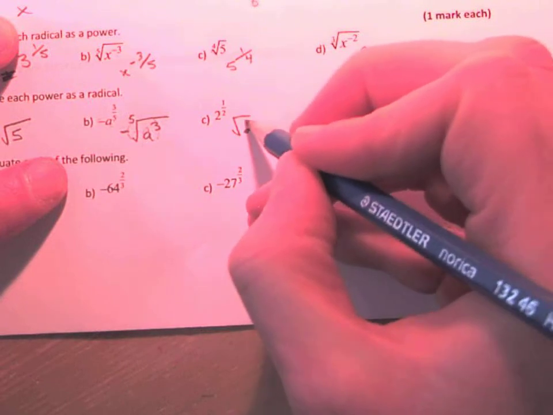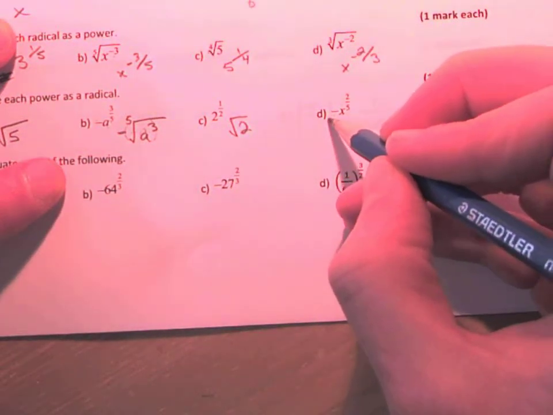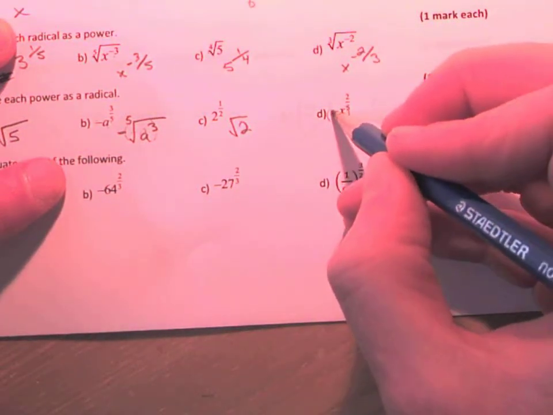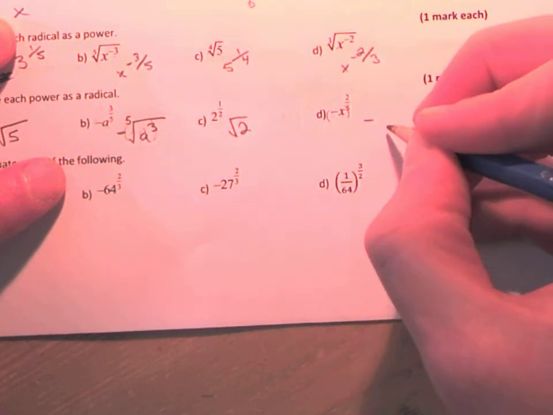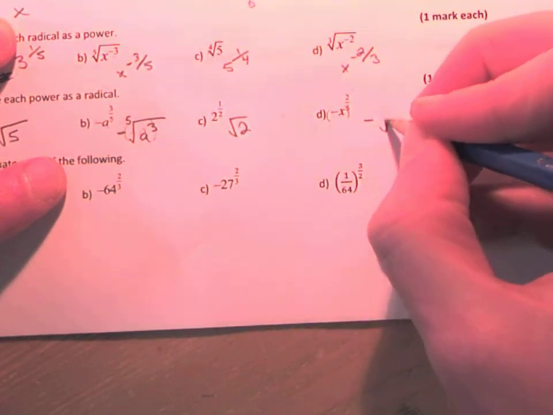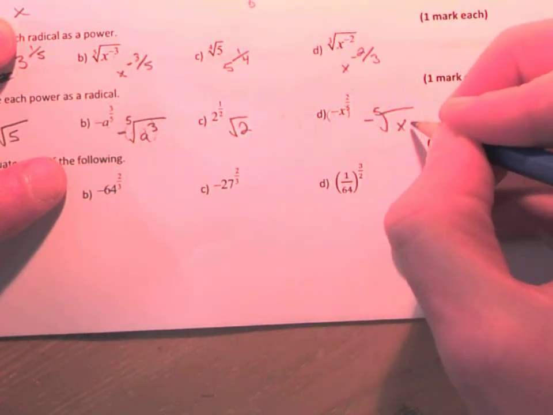This one is root 2. And then this one again, the minus is not in brackets like that, so that means the minus is not having this kind of exponent. So the negative's out front, and then it's the fifth root of x squared. Alright.